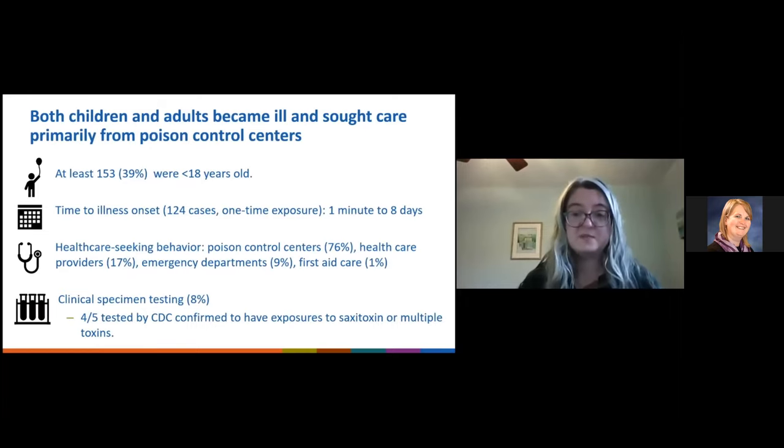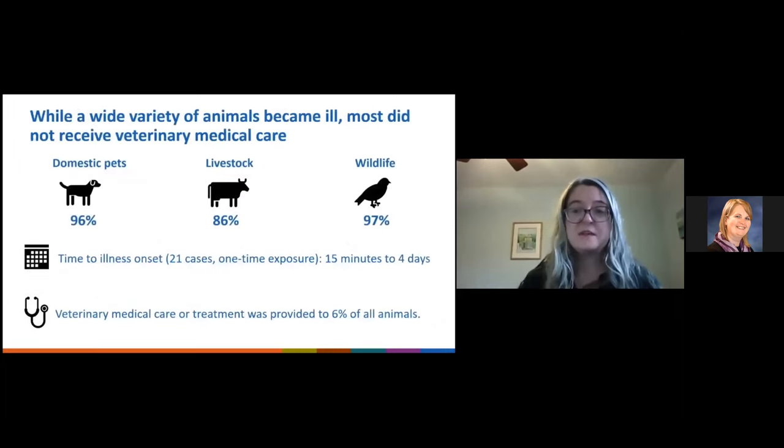CDC confirmed exposure to foodborne toxins in 4 people. Within the categories of domestic pets, livestock, and wildlife, the most frequently affected animals were dogs, cattle, and birds. For one-time exposures, when available, illness onset ranged from 15 minutes to 4 days. Veterinary medical care or treatment was provided to 6% or 25 animals.